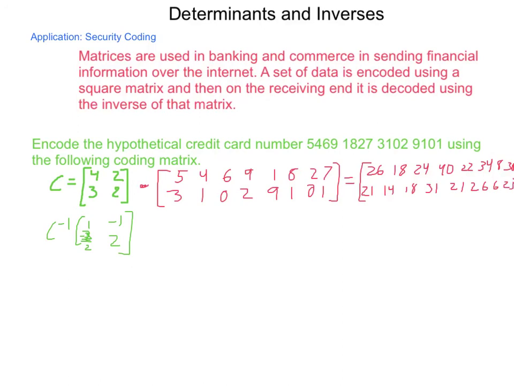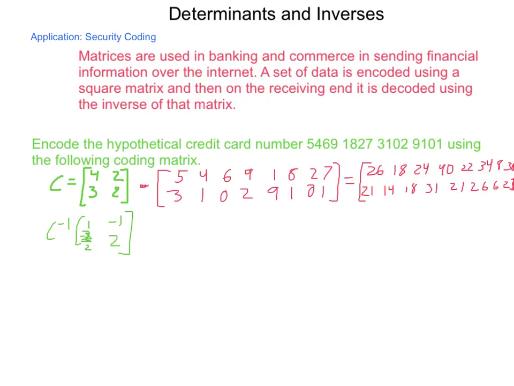Don't have room to end it, but this chain, 26, 18, 24, 40, 22, 34, 8, 30, 21, 14, 18, 31, 21, 26, 6, and 23, becomes the information for this credit card that gets sent over the internet. And then the inverse matrix is multiplied by it on the receiving side, and it will decrypt it back into the credit card number that was originally received.